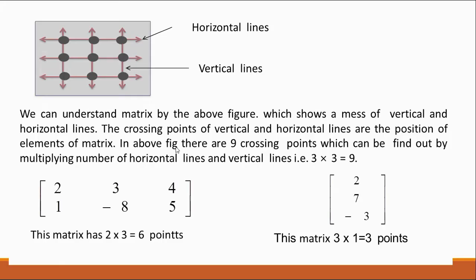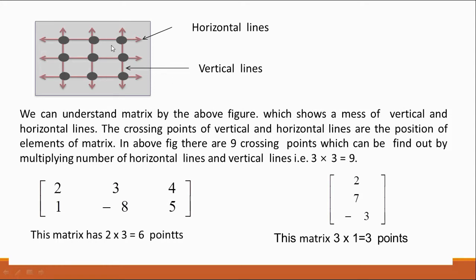Dear student, here you see a picture. This is a representation of a matrix. You can understand a matrix by this figure, which shows a mesh of vertical and horizontal lines. The crossing points of vertical and horizontal lines are the positions of the elements of the matrix. In this figure, there are 9 crossing points, which can be found by multiplying the number of horizontal lines and vertical lines. That is, 3 multiplied by 3 is equal to 9.